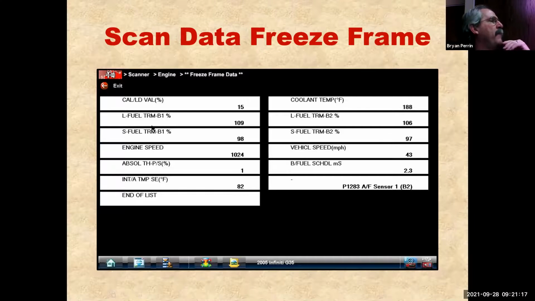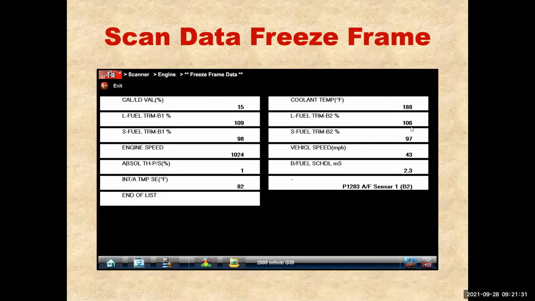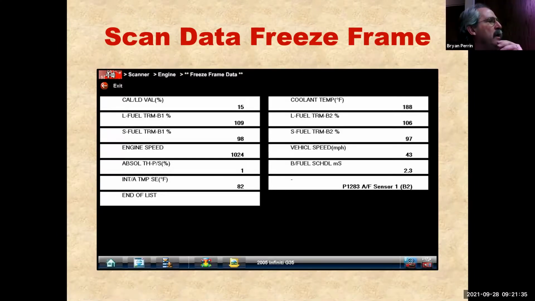So if I look at my bank 1 fuel trim, I've got 2% negative, 9% positive, so 7% total positive fuel trim. My bank 2, I've got 6% positive and 3% negative, so 3% positive fuel trim. So I have slightly more fuel or injector on time being added on bank 1 than I do on bank 2. Other than that, not a lot of useful information here.